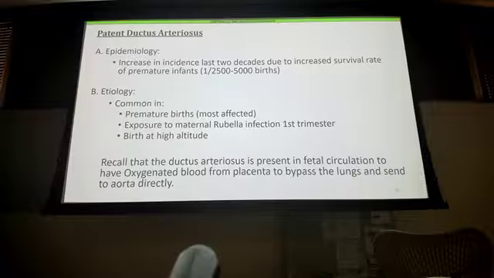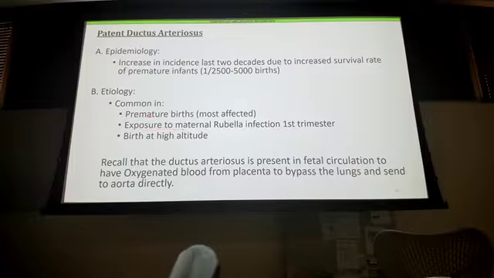away like it should. And it typically would be somebody who has a premature birth or maternal rubella. We talked about that being like the rubella syndrome, the maternal rubella syndrome. One of the aspects of it is a PDA.